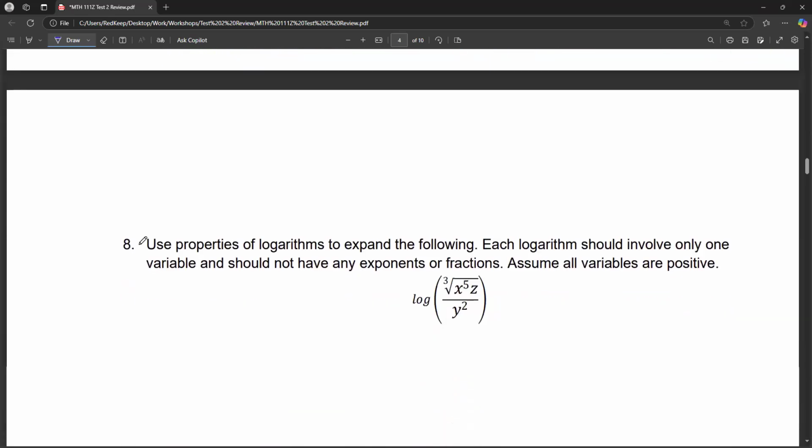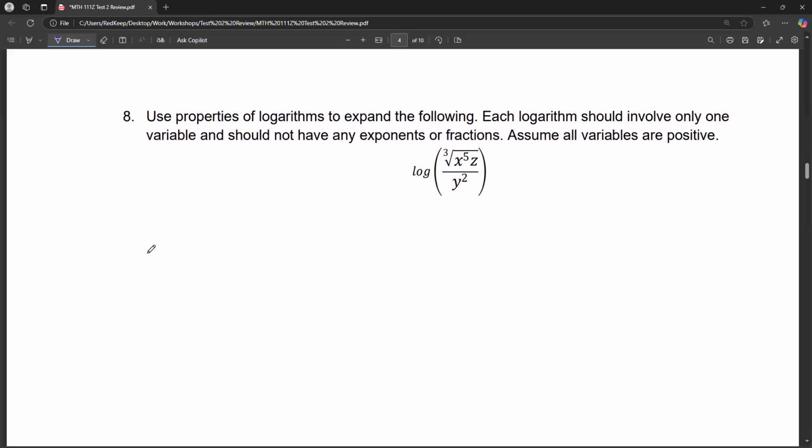Okay, moving on to question 8. All right, we've got a doozy of a little expression here, and we're asked to use properties of logarithms to expand it. Okay, so let's just get going on this one, right? One step at a time. So inside the logarithm, we have a cube root on the top of that fraction, things being multiplied underneath that cube root on the top of the fraction. Lots of exponents on these variables, and then we have division of y squared as well.